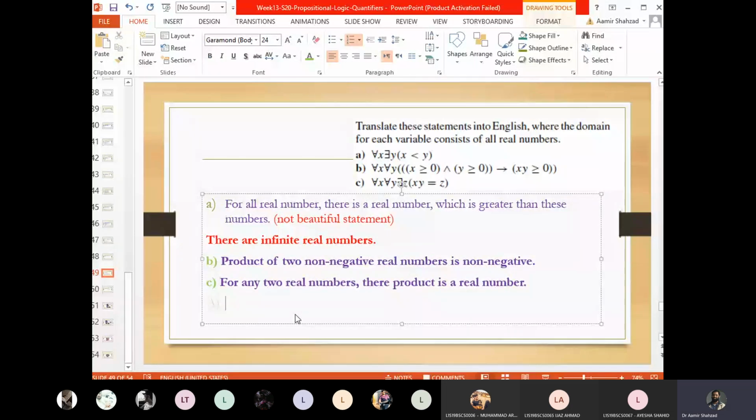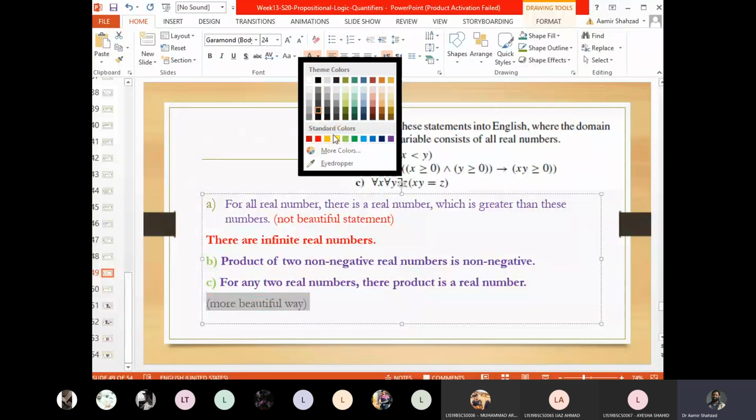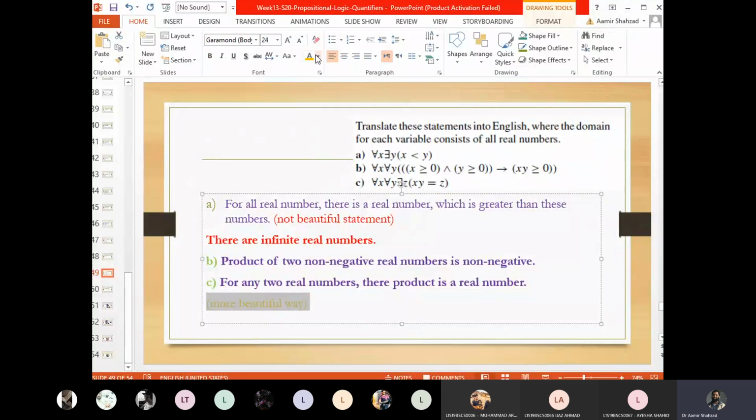That's fine actually, but if we want to write it in a more beautiful way, how can we say? I mean, it's a property of real numbers that whenever we have two real numbers, we are going to make their product. So obviously, the product is going to be a real number.